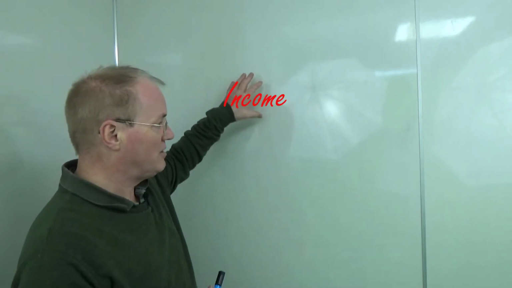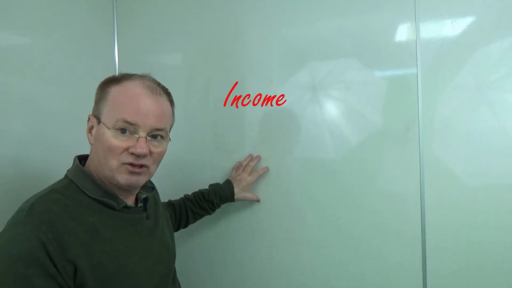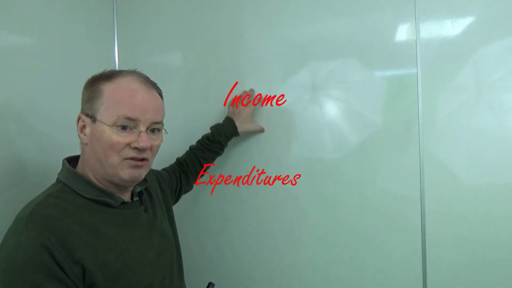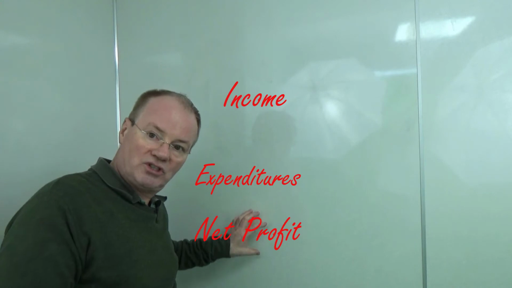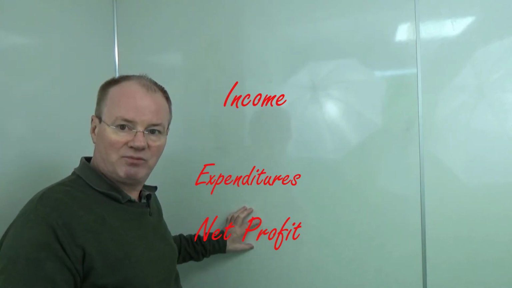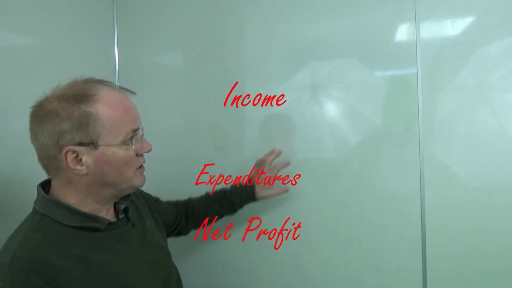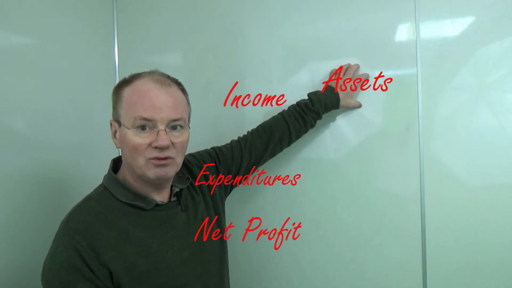Hi, so now we're going to talk about assets, and this is really where you want to be spending your time. We've talked in the last few videos about generating income and controlling expenditures. The reason we're doing that is to build a surplus of income, which will be our net profit, net income, so that we can move that into the assets.